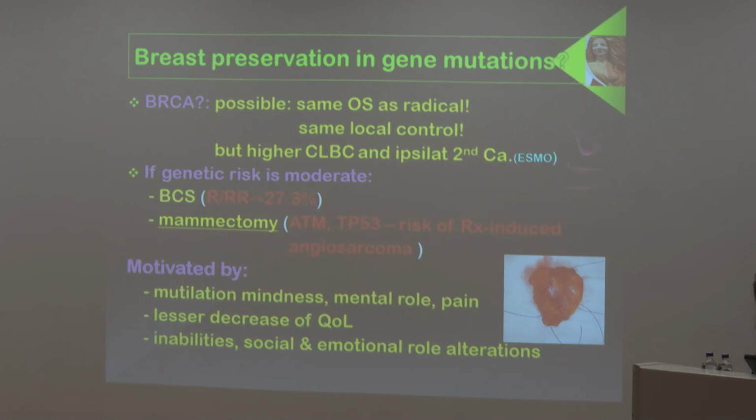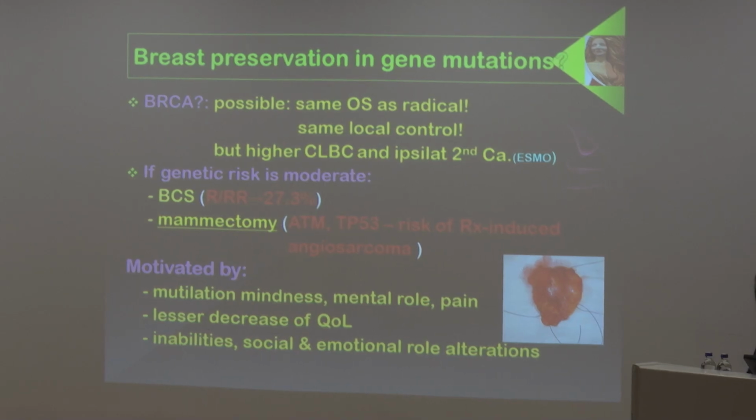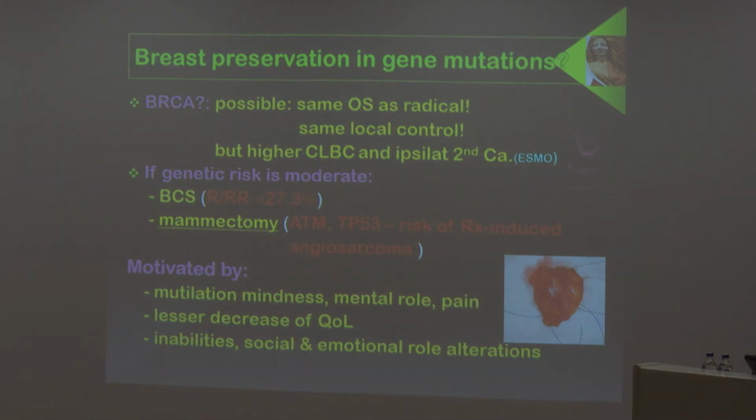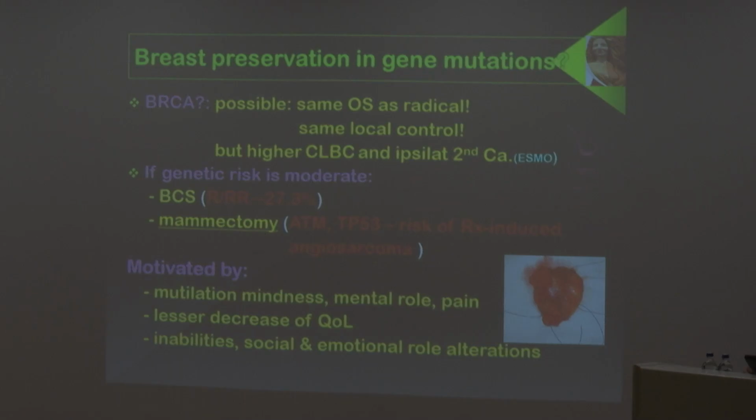Can we preserve? Maybe yes, because even in BRCA mutation it's possible. We have the overall survival the same as for radical operation, the same local control, but we have higher contralateral and ipsilateral second cancers, and if the genetic risk is moderate, breast conserving surgery is a very reasonable option. But, however, think mastectomy for ATM and TP53 mutations because of the risk of radio-induced angiosarcoma. This is important to be known.